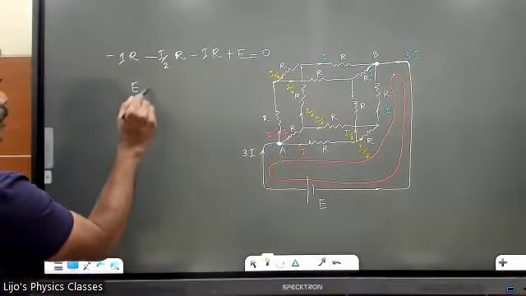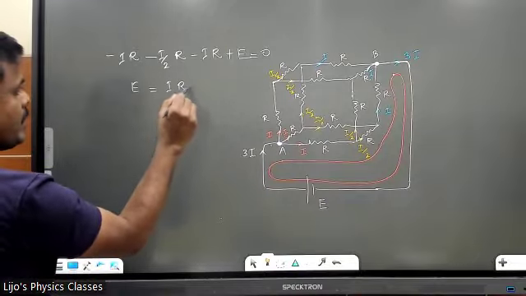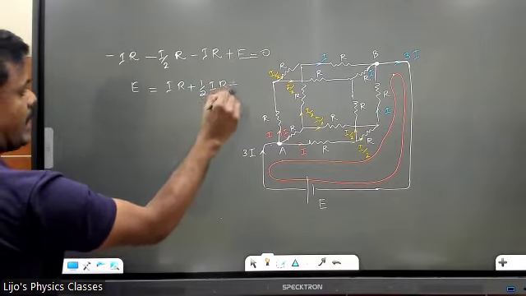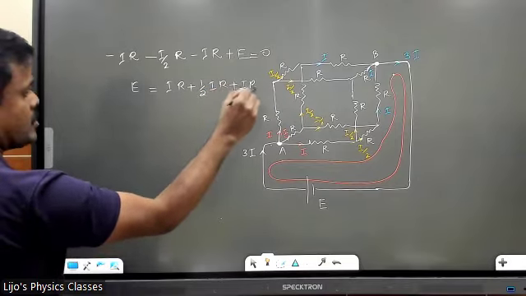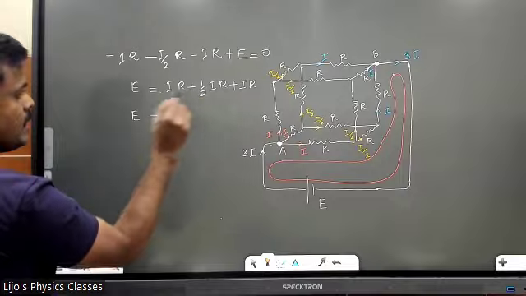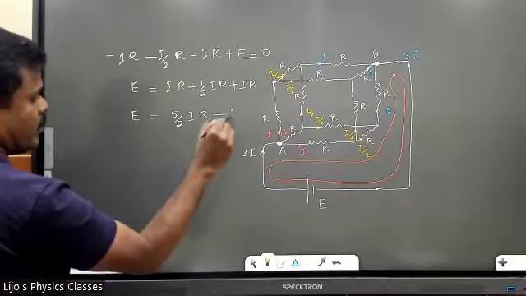Okay, so what do I get now? This E will be equal to, this is IR comes to right side. Then half IR comes to right side. Then again IR comes to right side. So that makes it what? E is equal to, this is 1, 2, 2.5. 5 by 2 times IR, equation number 1.